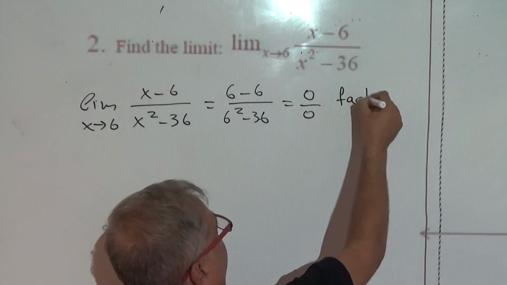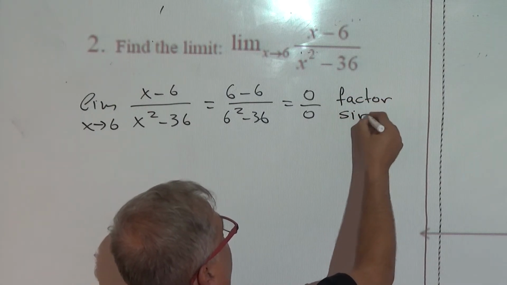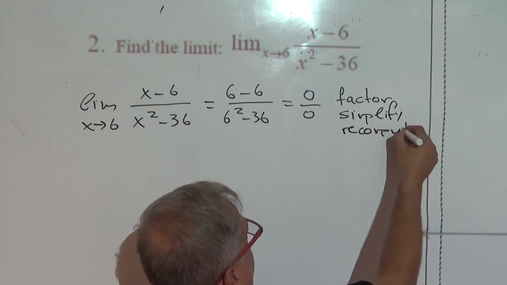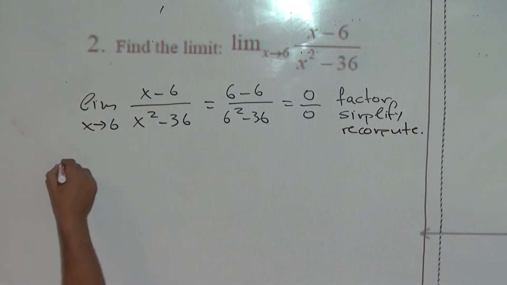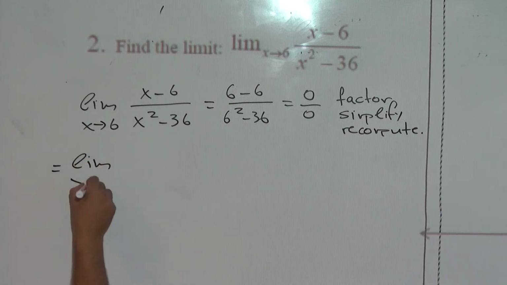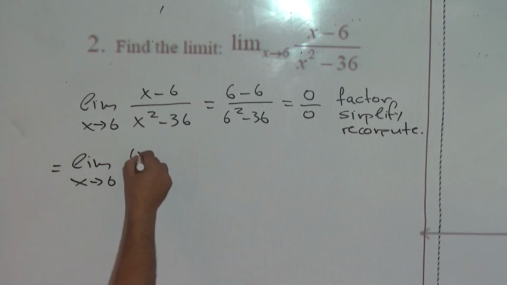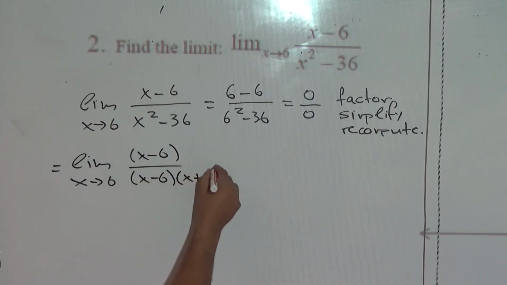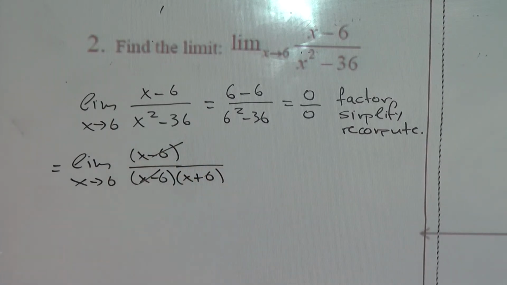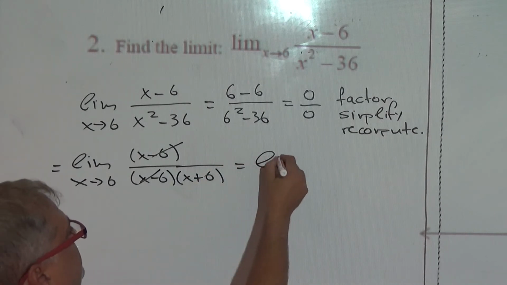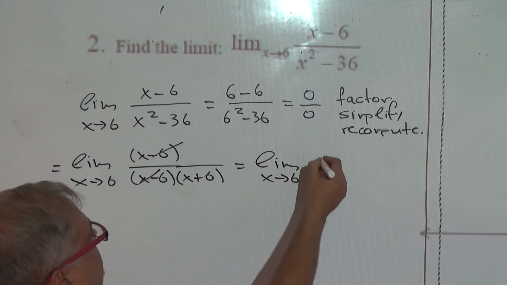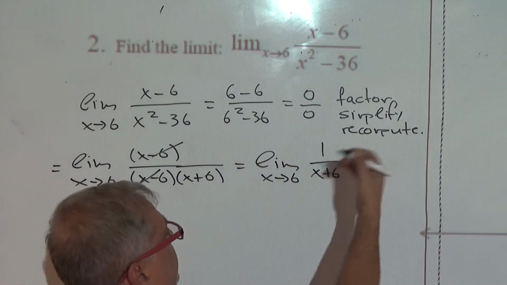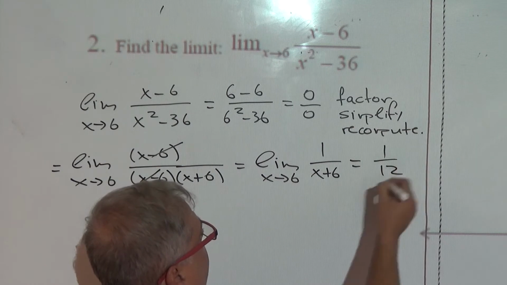I factor, simplify, recompute. So I'll have to write again the limit as x goes to 6 of (x - 6)/((x - 6)(x + 6)). Here I'll have a cancellation. So this is the same as the limit as x goes to 6 of 1/(x + 6). And then I plug in to recompute and I'll have 1/12.